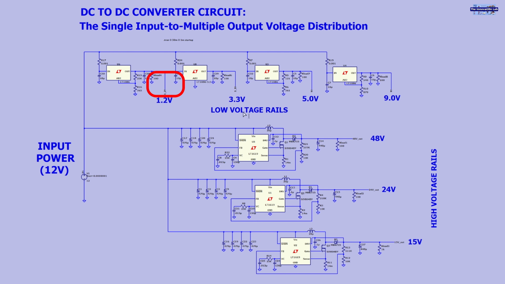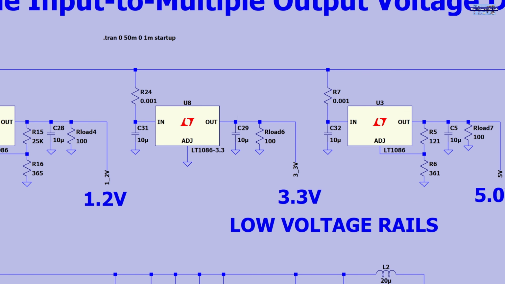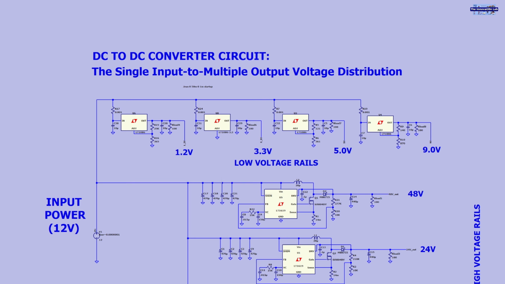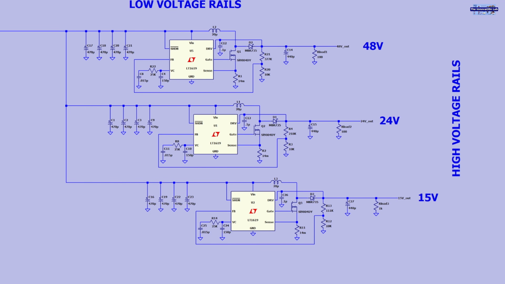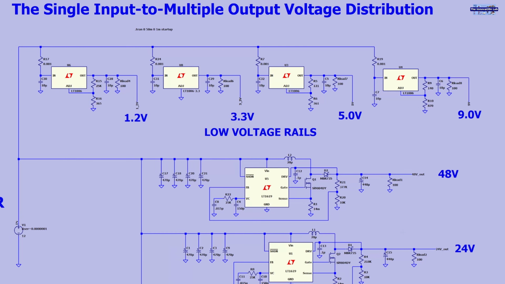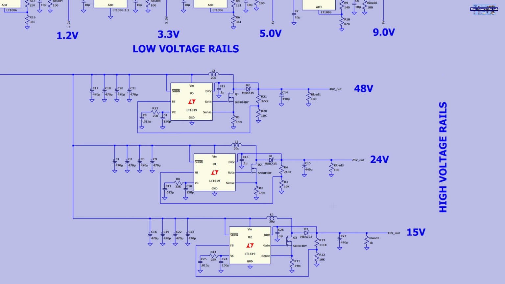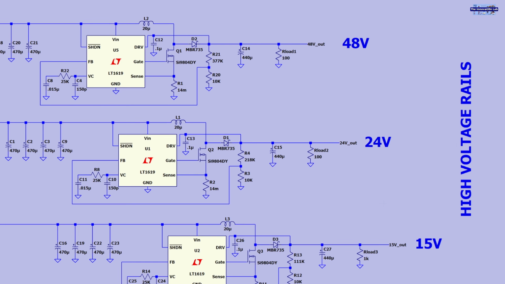So we have 1.2 volts, 3.3 volts, 5 volts, and 9 volts. On the high side, we have 15 volts, 24 volts, and 48 volts. Alright, so what we're going to do next is run the simulation, and after that, we'll look at the multiple voltage rails we have created between the high voltage section, which will be the boost converters down here, and the buck converters that will give us all the step down voltages we're looking for, from 1.2 volts to about 9 volts, and the boost converters down here will give us the stepped up voltage rails that we need to implement the design. Alright guys, let's check it out.